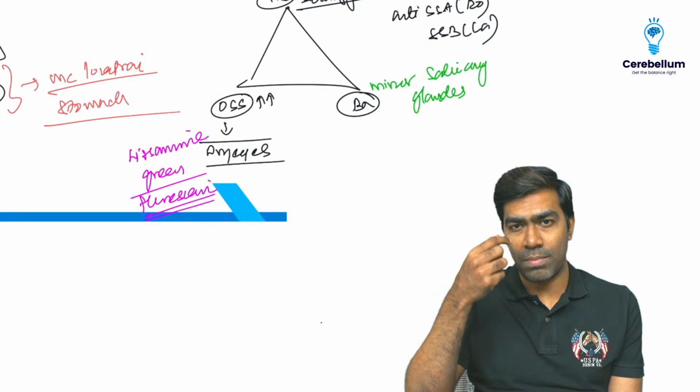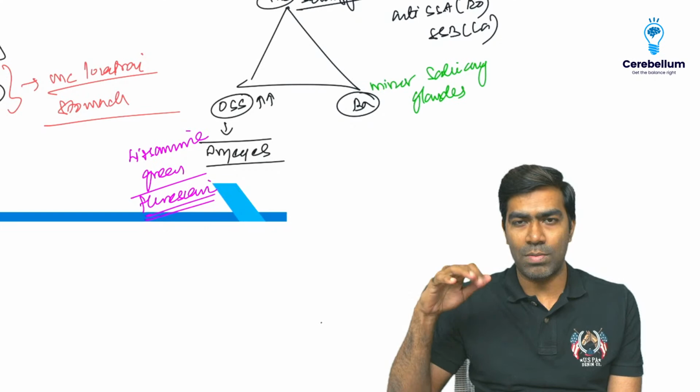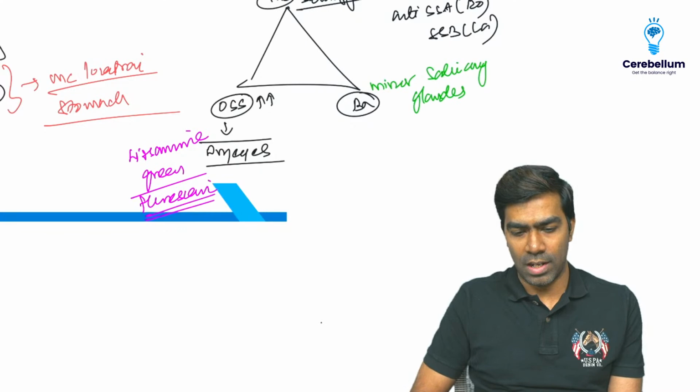If it is less than 5, it is definitely dry eyes. More than 15 in 5 minutes, it's okay. 5 to 15 is a kind of a gray area. So Schirmer's test is something that we don't use. Anyways, biopsy. So what do you see in biopsy?